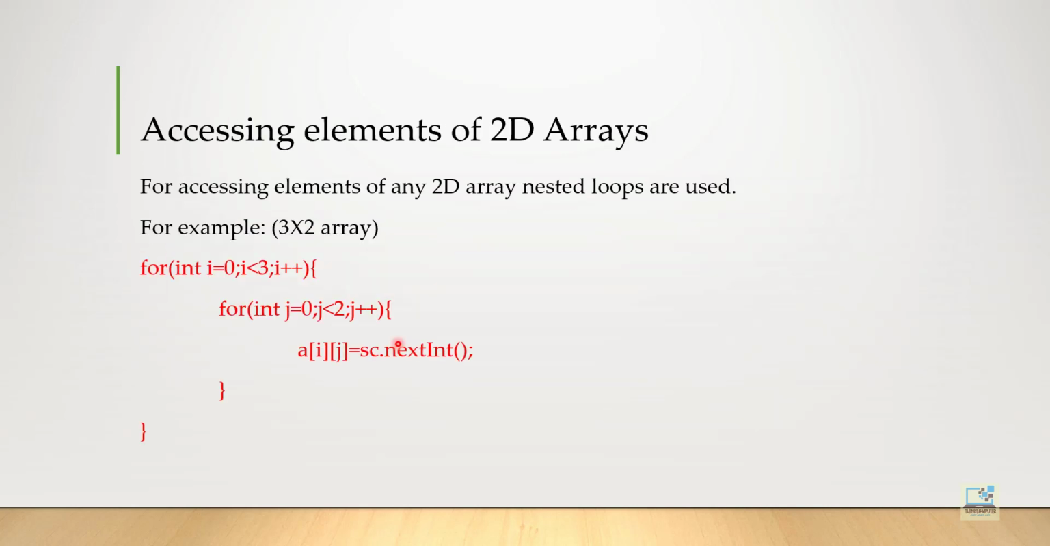Now how to access the elements of a 2D array? For accessing the elements of a 2D array, we need nested loops. I have taken an example of a 3 by 2 array, 3 rows and 2 columns. The outer loop represents the number of rows, so in the condition part you have to write 3 because there are 3 rows. Similarly, in the inner loop I have written 2 because the inner loop represents the number of columns.